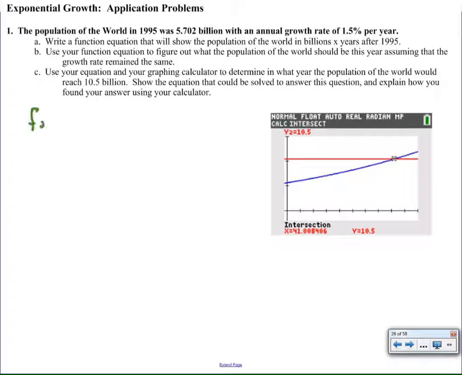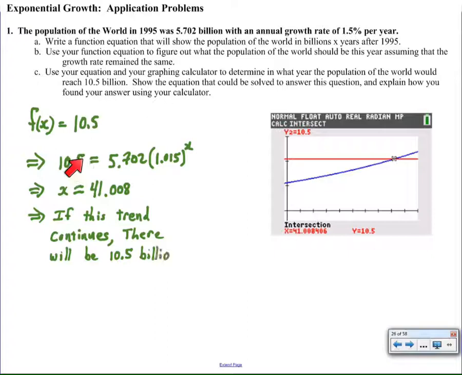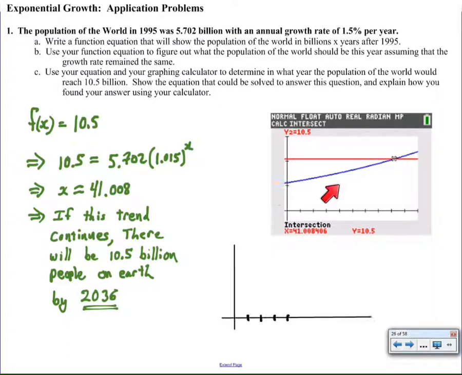Carrying on then, the last question was, when will the population be 10.5 billion? Now we don't have the algebra to do this, but we can at least set up the algebraic equation. So this is the equation that I'm going to solve, and had I had the algebra, I would divide by the 5.702 and then find a way to get that x down to solve. But now I just use the graphing calculator, find the intersection, and I use that.